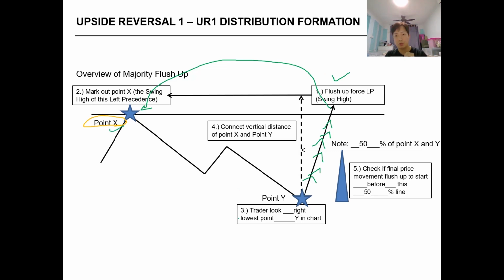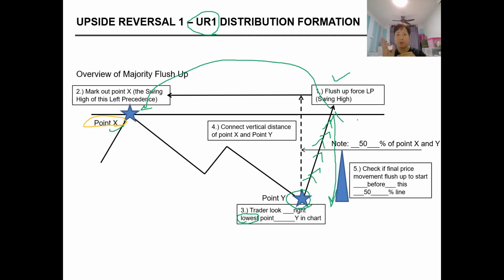Third step, the trader will look right. You look right for the lowest point in the UR1 structure. In the UR1 structure, you always look right. Even for DR1, you always look right. For UR1, you are looking right for the lowest point, and you mark this lowest point in the chart as point Y. And imagine there's a vertical distance between X and Y.